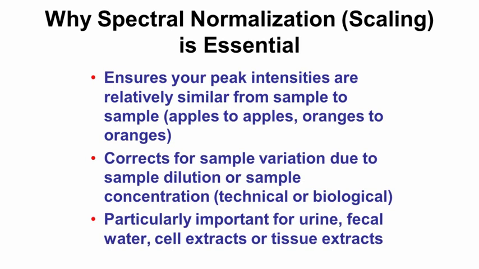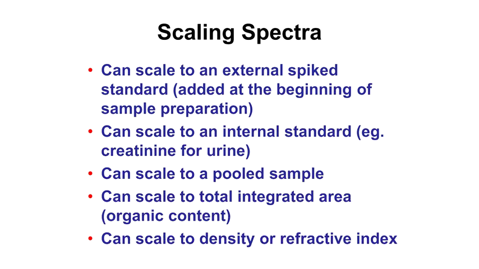A good example is urine, where depending on how much an individual has been drinking, they can actually dilute their urine quite substantially. It's also an issue for things like fecal water or food extracts, where things can be more hydrated or less hydrated, and simply weighing the wet weight is not a good indication of how much dry matter is being added. It can also be a problem for cell extracts and tissue extracts. And these issues are not only problematic for statistical spectroscopy, they also need to be addressed when you're doing spectral deconvolution as well.